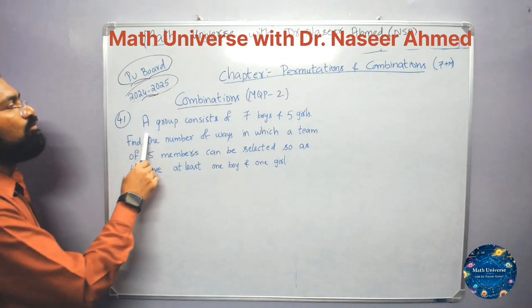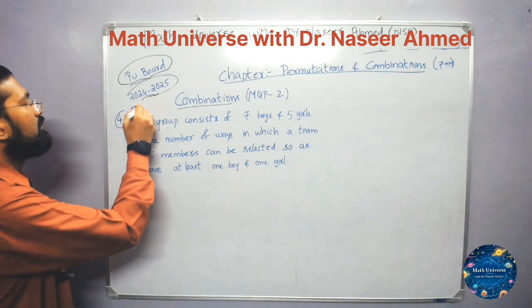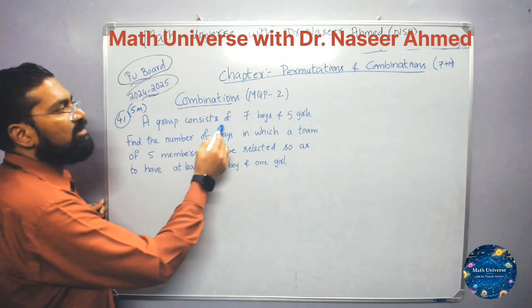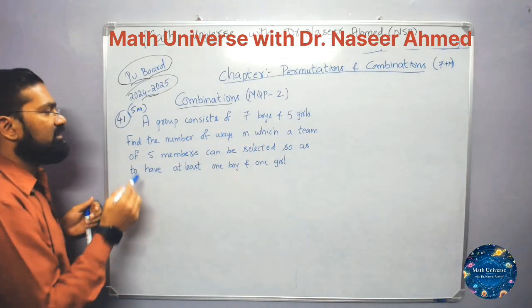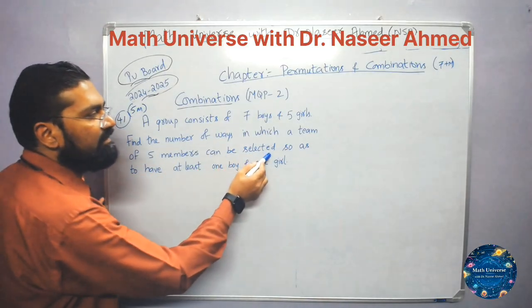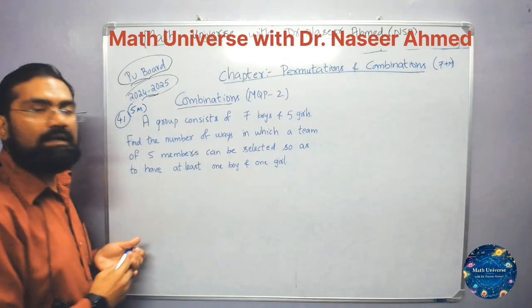Question number 41, for 5 marks. A group consists of 7 boys and 5 girls. Find the number of ways in which a team of 5 members can be selected so as to have at least one boy and one girl.